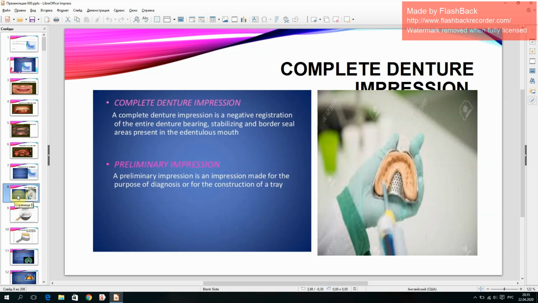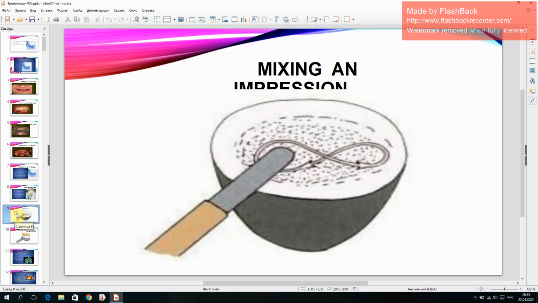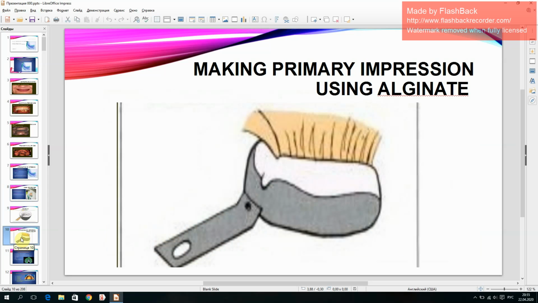Preliminary impression. A preliminary impression is an impression made for the purpose of diagnosis or for the construction of a tray. Making the primary impression using alginate.